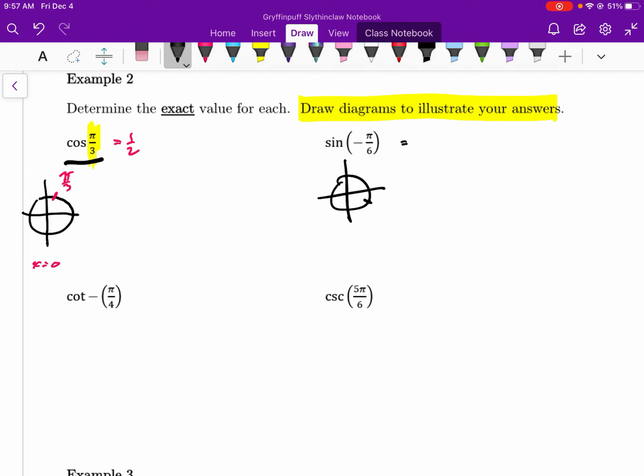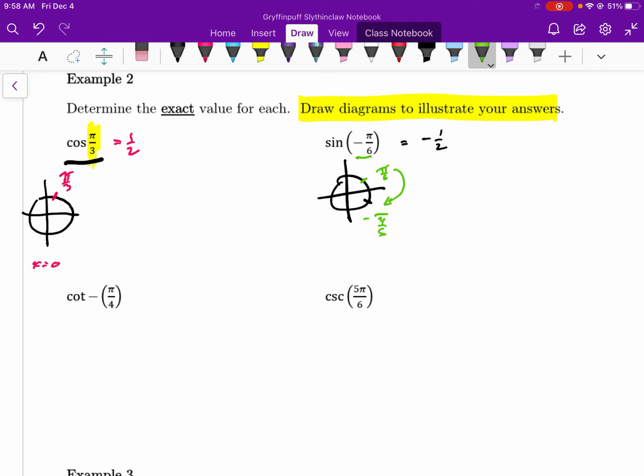Now, this will have a value of negative 1/2. Another way to locate where the angle negative pi over 6 is simply locate where positive pi over 6 is and reflect it about the x-axis. And that's where negative pi over 6 will be. And that's true for all angles.